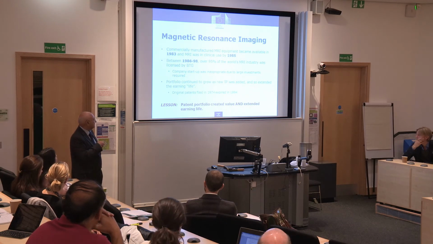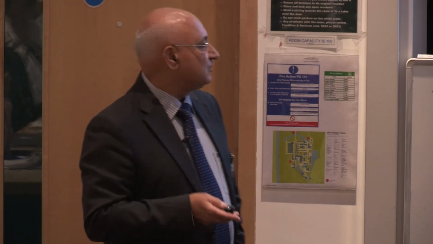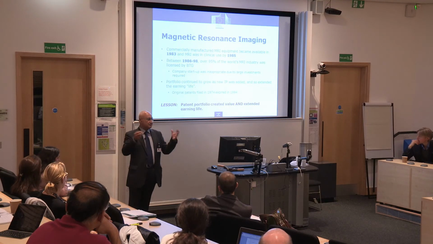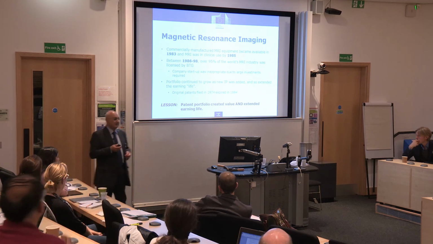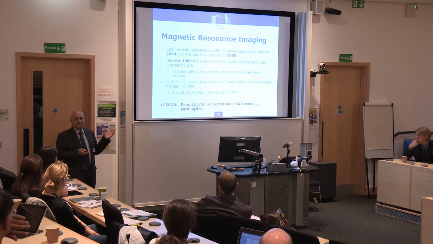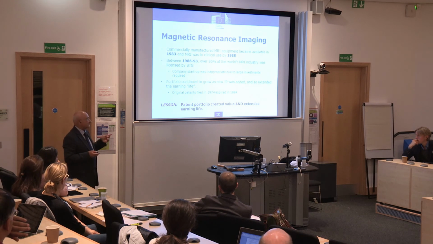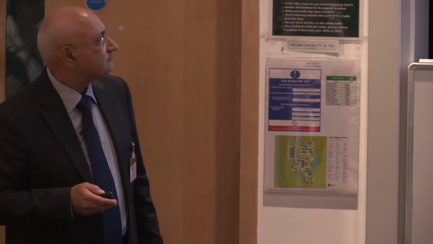So the point is the original patents filed in 74 expired in 1994, but the earning life is still continuing because the portfolio was created and it became the centre for MRI. Everyone who had an MRI invention basically wanted it to go into the portfolio because without it they weren't really able to commercialise. So BTG managed to build up a big portfolio, well over 300 patent families, and so the patent earning life was extended. So that really is the other lesson: think about the longer term and maybe getting in patents from other competitors.